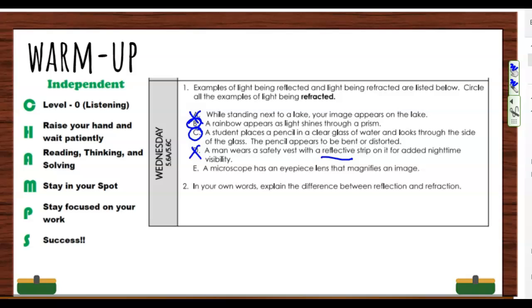E. A microscope has an eyepiece lens that magnifies an image. Thumbs up, refracted. Thumbs down, reflected. Some of you are like, I don't know where you are. It is refractive. We are going to circle it. In your own words, explain the difference between reflection or refraction.